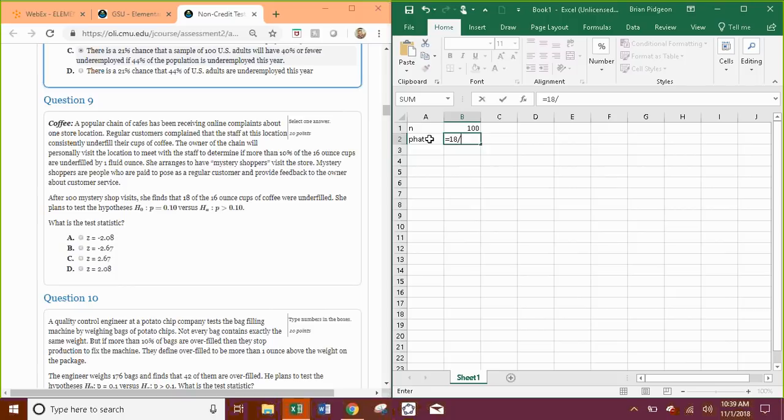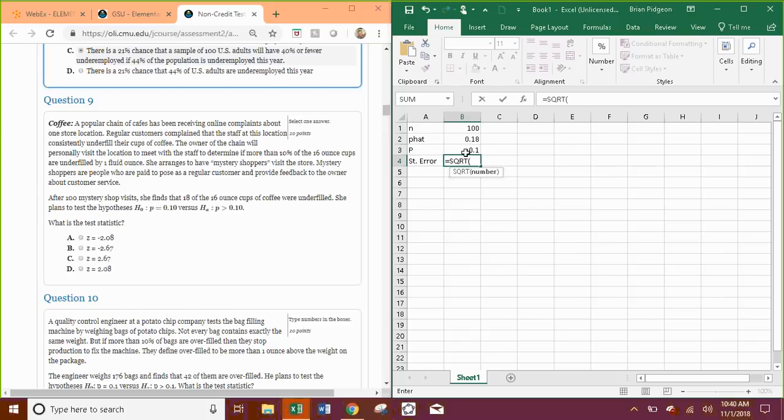Okay, so n is 100, a sample size of 100, and then we have our p-hat. So p-hat in this case is 18 were underfilled. So we would say 18 divided by 100. So 18% were underfilled. So we're looking to test the hypothesis that the true proportion that were underfilled is 10% versus it's greater than.